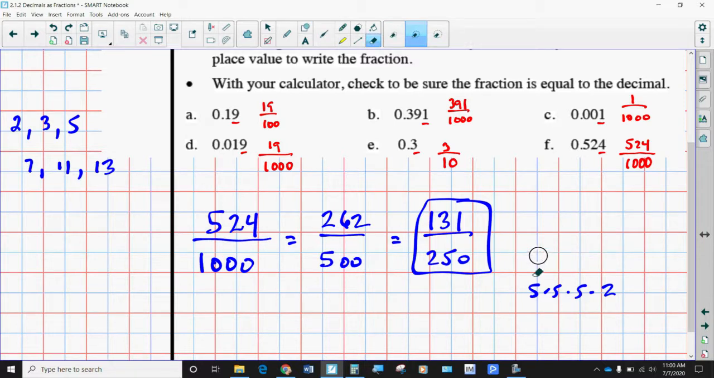Okay, so that is a brief demonstration of how you can use your understanding of the rules of divisibility to help you simplify fractions.